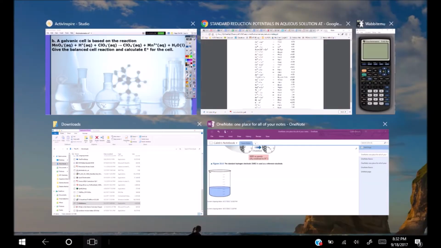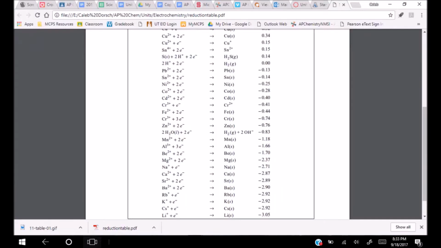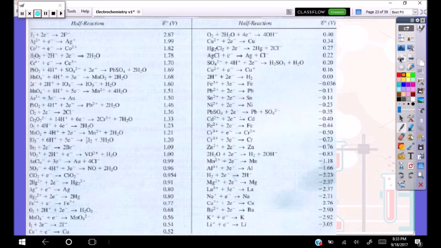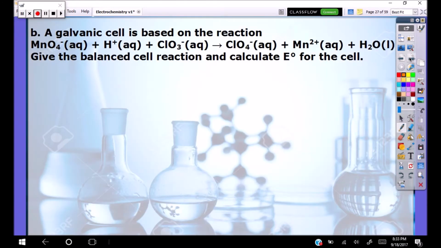All right. The first one's easy. We want the MnO4- and Mn2+. So let's look. Down in the middle here, it says MnO4- plus 8H+ plus 5e-. This one right here. It gives us Mn2+ and 4 waters with a cell potential of 1.51. Okay. So let's write our 2 half reactions.